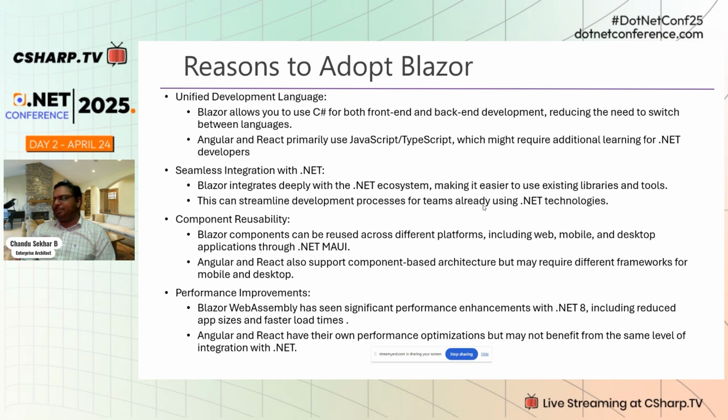And also, it offers seamless integration with .NET. Blazor integrates deeply with the .NET ecosystem, making it easier to use existing libraries and tools. This can streamline the development process for teams already using .NET technology. So it offers seamless integration with .NET, and also it offers component reusability. Blazor components can be reused across different platforms, including web, mobile, and desktop applications through .NET MAUI.